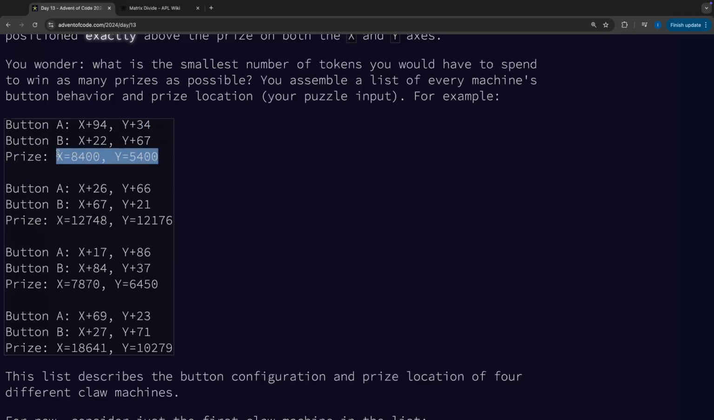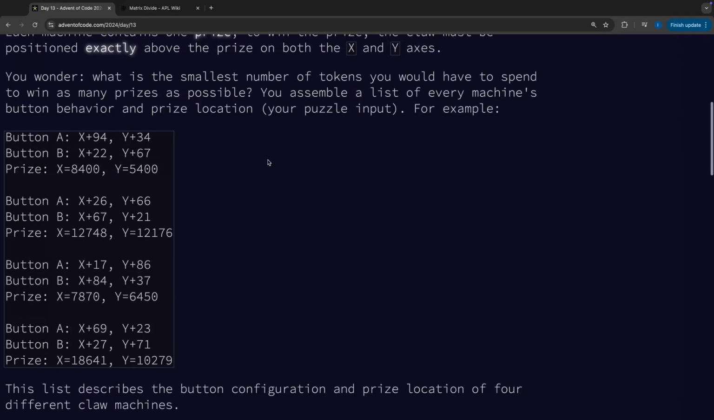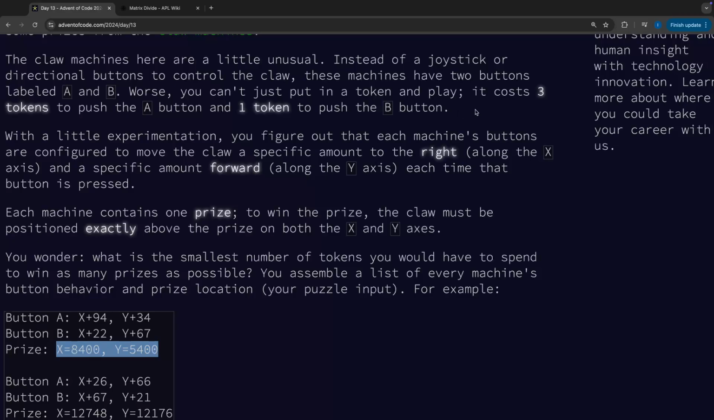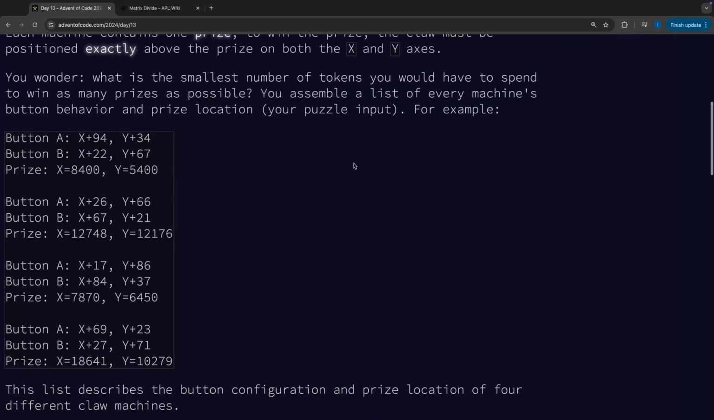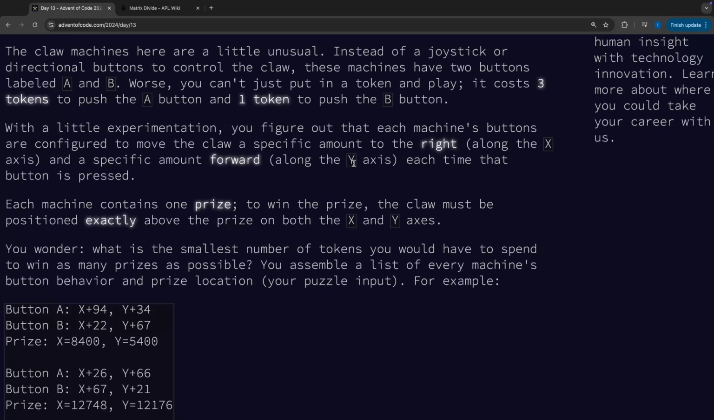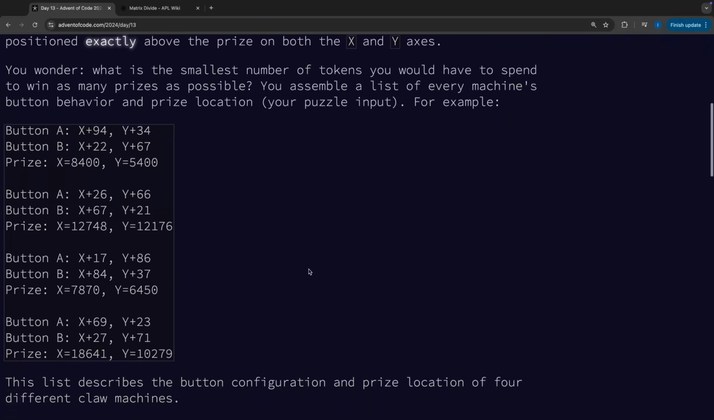We have a destination where there's some sort of prize, and the question is basically how many times do you have to press each button in order to get to this prize. It costs some amount of tokens to press each button, so it costs 3 tokens to push A and 1 token to press B. There's some language in here about minimizing the amount of button presses.